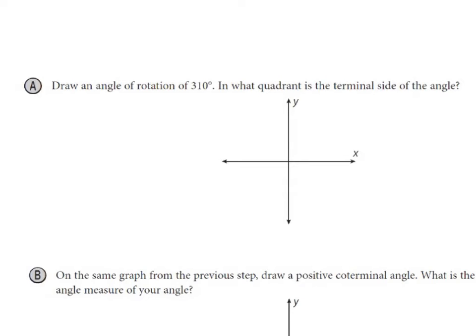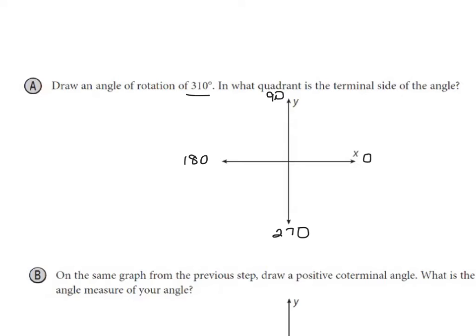At the top of the next page, it asks us to draw an angle of rotation of 310 degrees, and then it asks in what quadrant is the terminal side of the angle. Let's start by labeling our coordinate plane here. This is going to be our 0 degrees. Going counterclockwise, we have 90 degrees. Counterclockwise some more, that is 180 degrees. And this is 270 degrees. And then eventually we're back to 0, or 360.